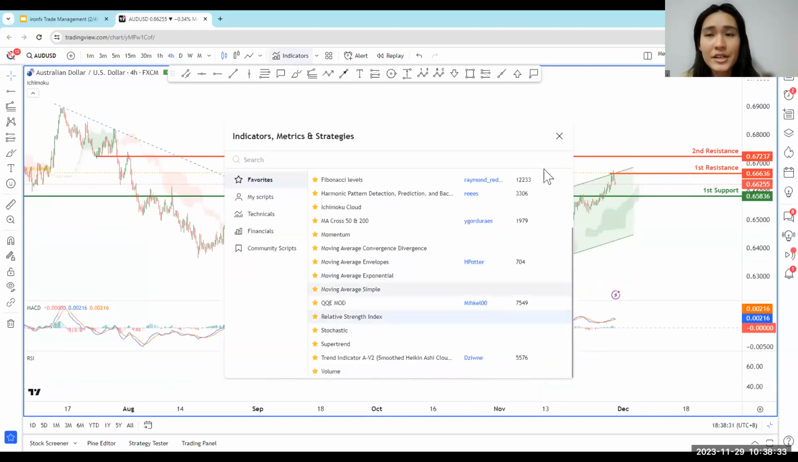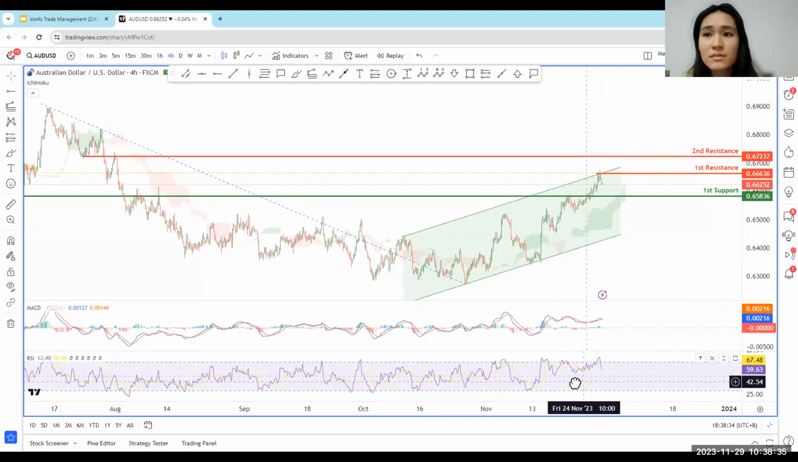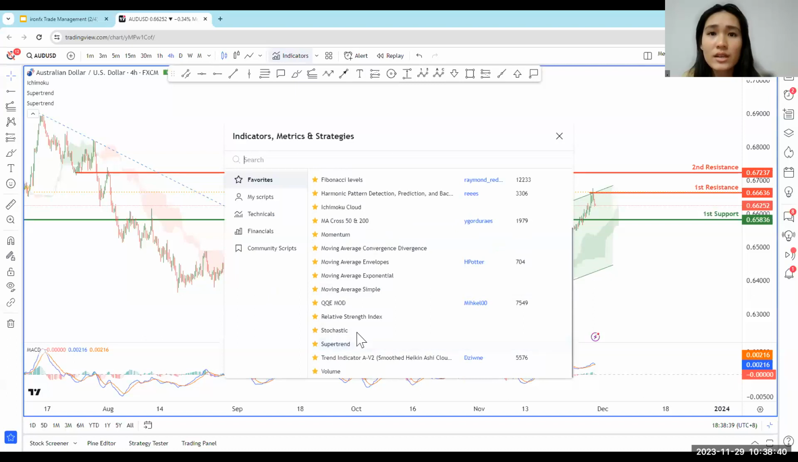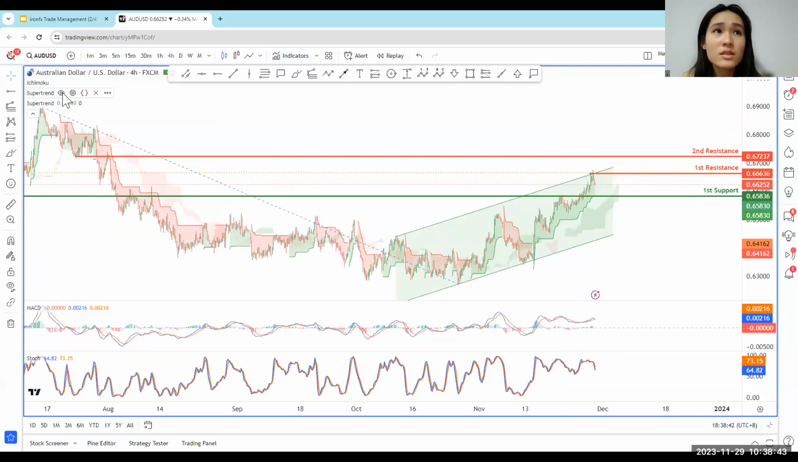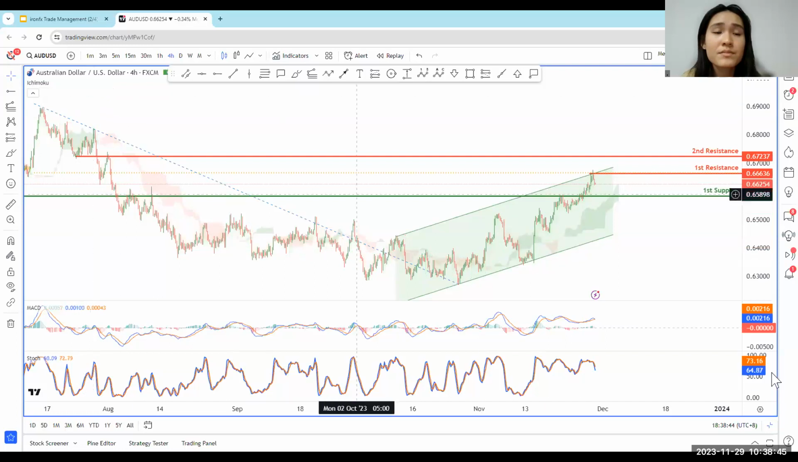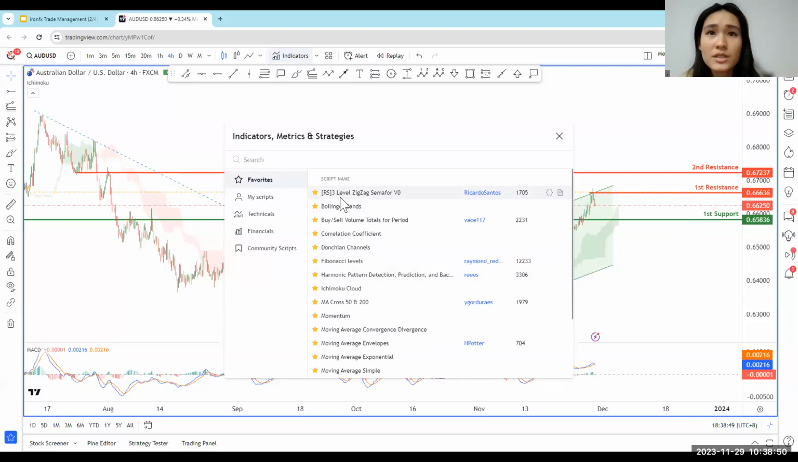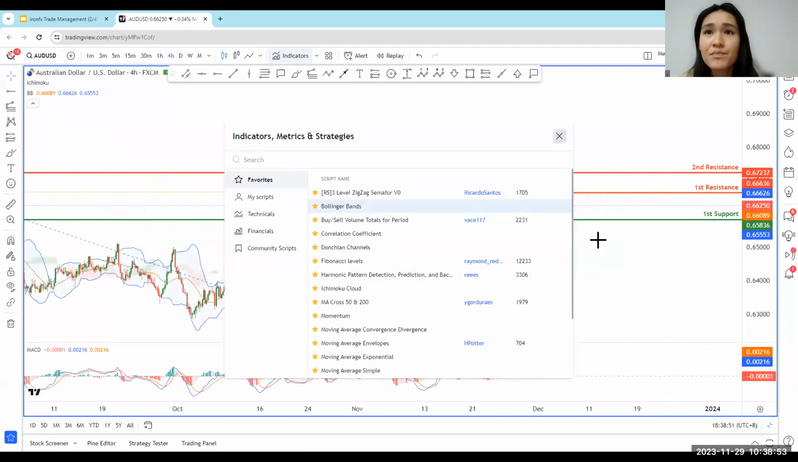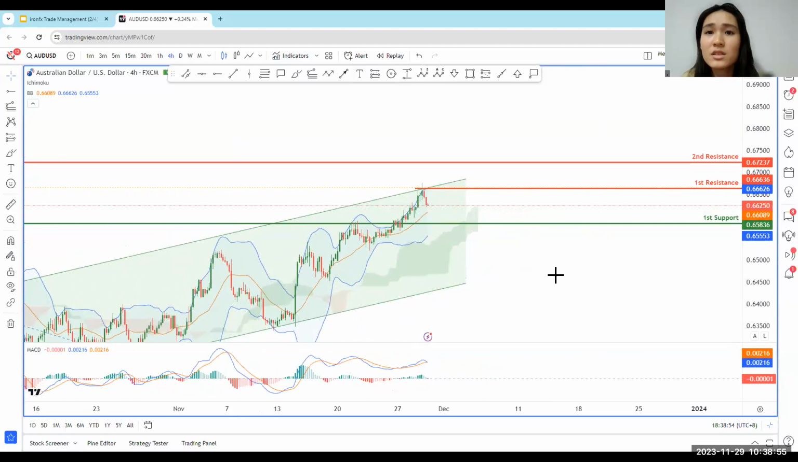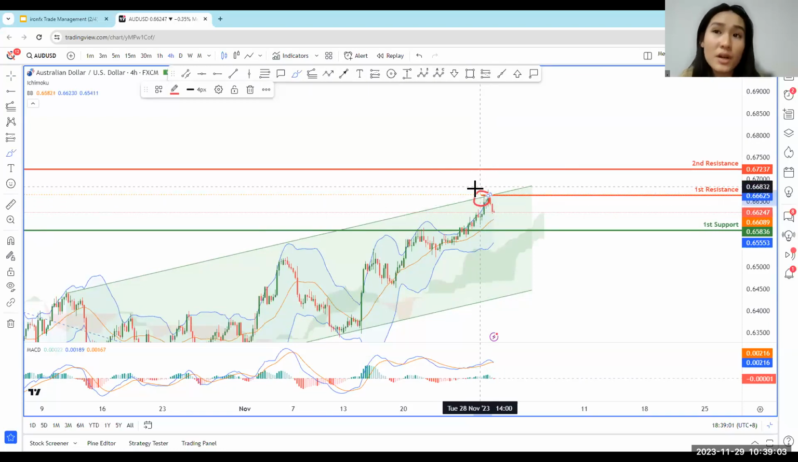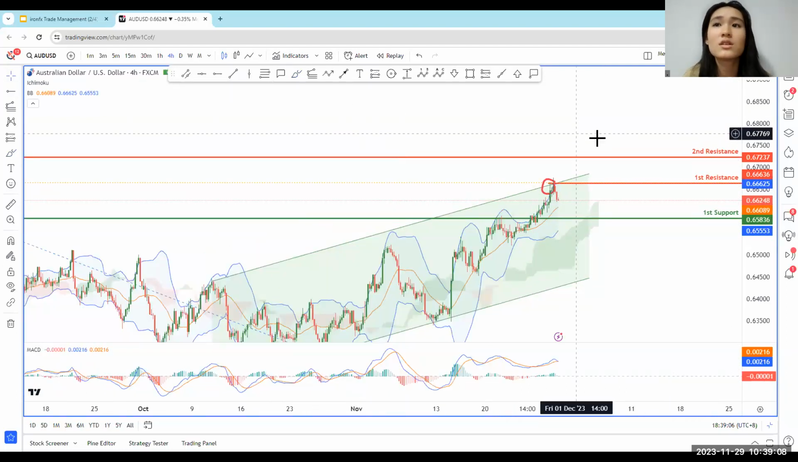If we look at RSI, RSI isn't really telling us much. Let's look at stochastic. Not really telling us much as well. Let's look at Bollinger Bands. We do see price breaking above the upper band, so it does support our analysis.